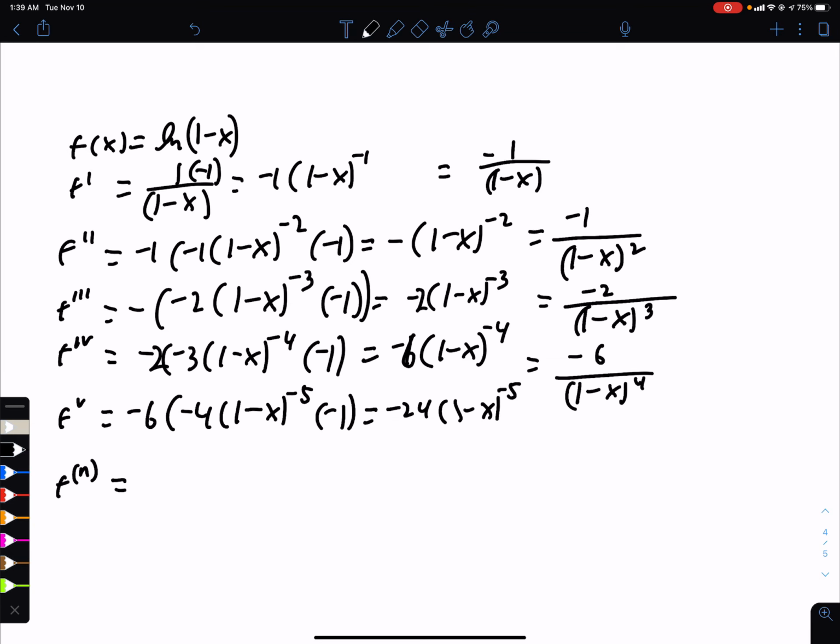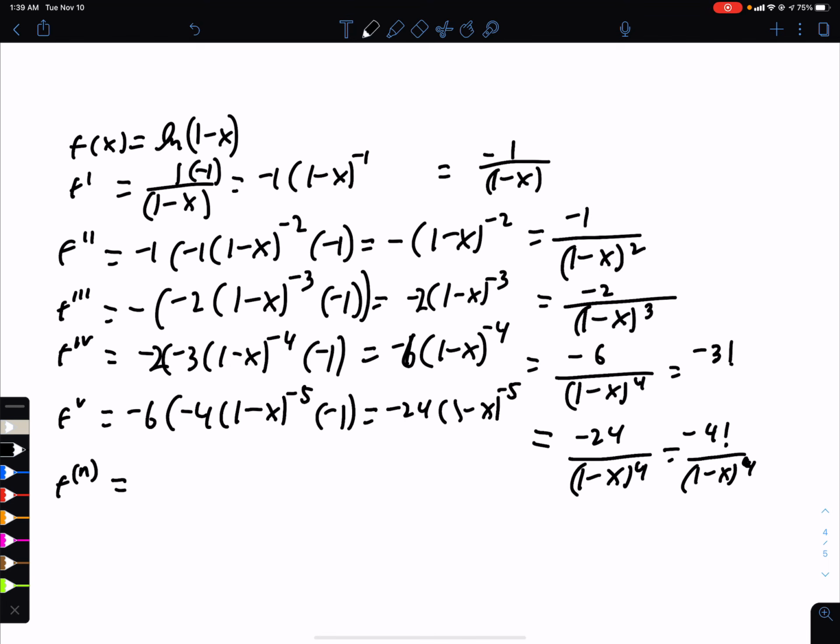is going to be, okay, let's get this down. I didn't write this last one down. Negative 24 over 1 minus x to the 4th. So seeing that pattern, that's going to be negative 4 factorial over 1 minus x to the 4th, that's the 4th power. And this is negative 3 factorial over 1... Whoa, I messed up somewhere. This is a 5th. Is that right? Yeah, that looks right.